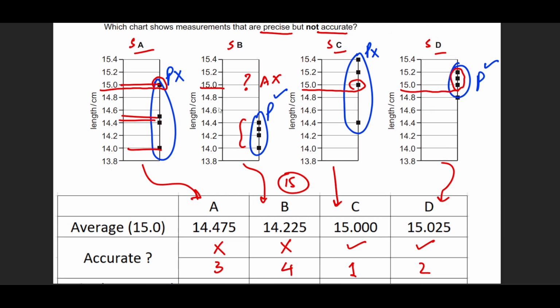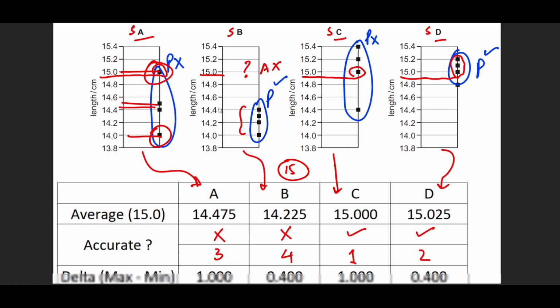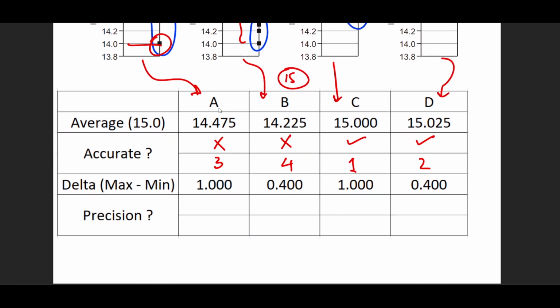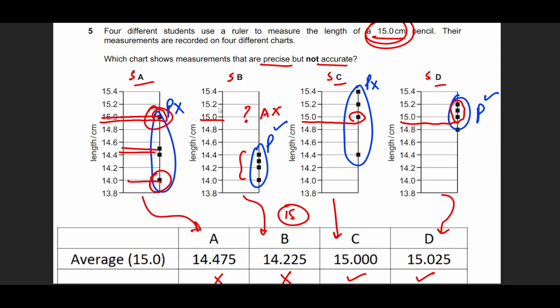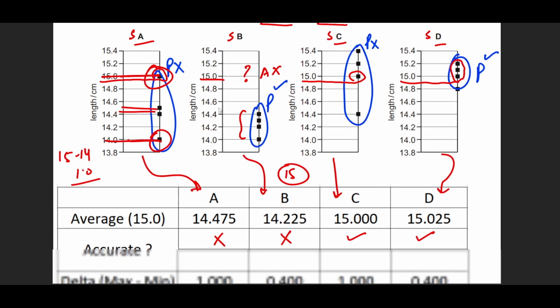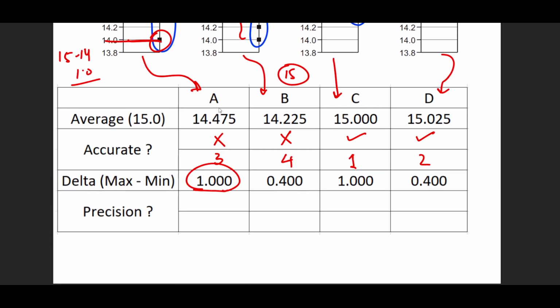We are looking for precision. Now, precision means the spread of data. So simply calculate the largest value minus the smallest value to see how spread out they are. So you can see that student A has a maximum spread of 1. And how did we calculate this? The largest is 15, the smallest is 14. So 15 minus 14 gives me 1.0 centimeter. So they're spread out by 1 centimeter. Again, this is 0.4, 1, and 4.